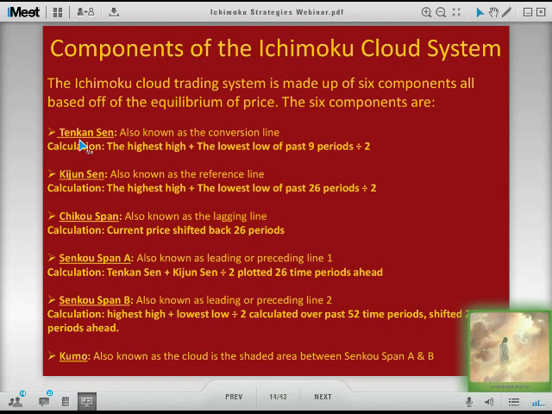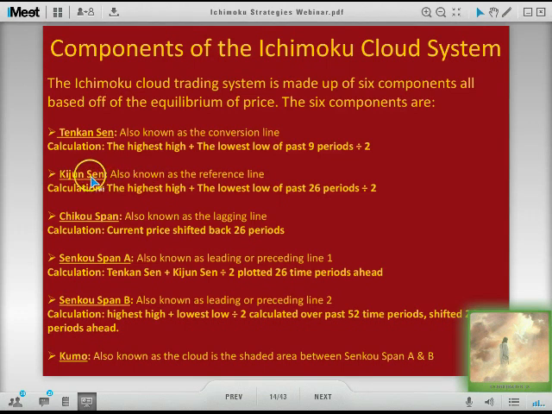The Tenkan-sen is also known as the conversion line, and I really don't know these names myself. I know it as the Tenkan-sen. I don't study the other version. But people that don't really study Ichimoku call it the conversion line. This is calculated with the highest high and the lowest low for the past 9 periods divided by 2.